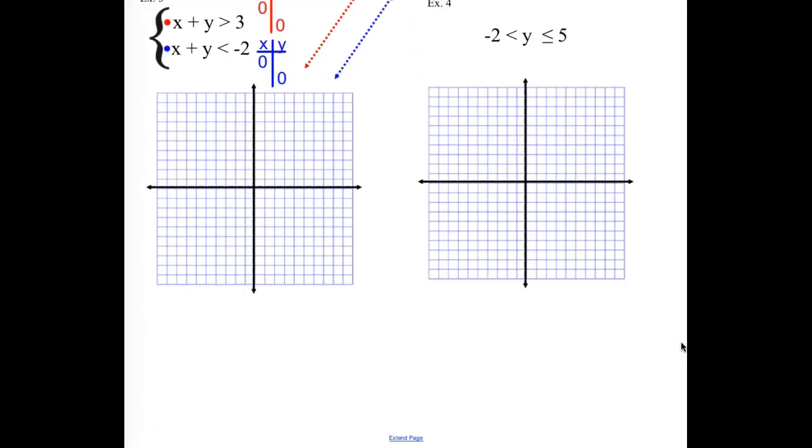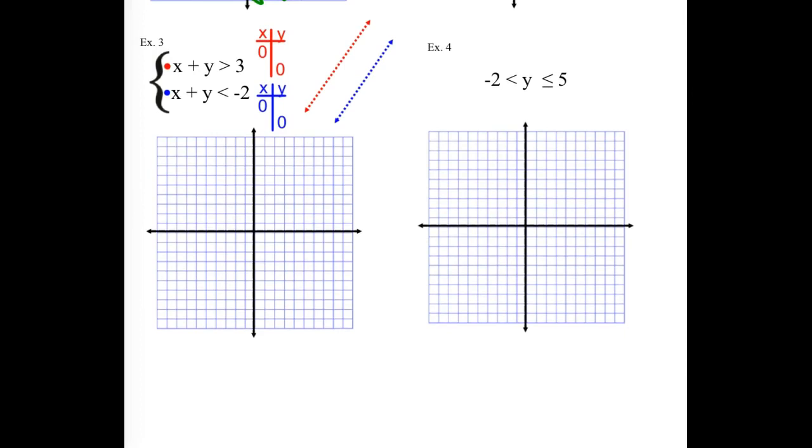All right, our third example. Notice on these, we do not have equal signs, so we are going to have dotted lines instead. Our first one, finding our x and y intercepts. If we put a 0 in for x, y has to be 3. And if we put a 0 in for y, then x would have to be 3. All right, so once again, we're going to connect those with a line.